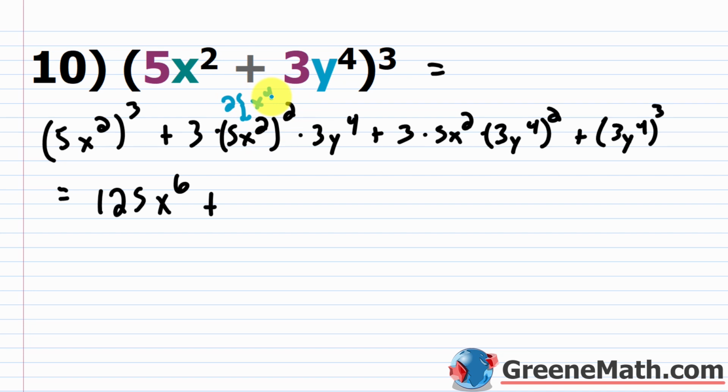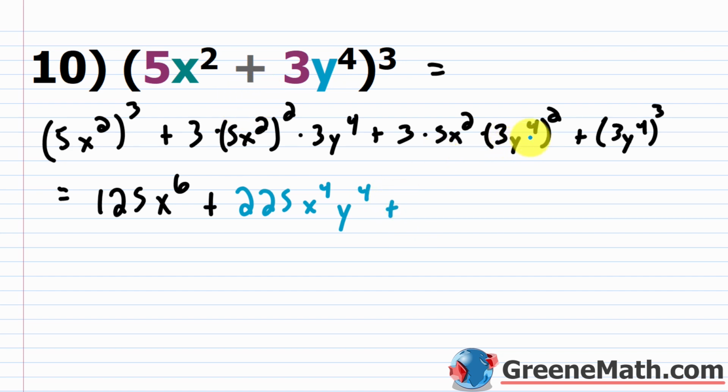So what you'd have here is 3 times 25. That's 75. And then 75 times 3 is 225. So let me put 225. We will have our x to the 4th power and then y to the 4th power. Let me get rid of this. We don't need that anymore. Over here, let me put plus.